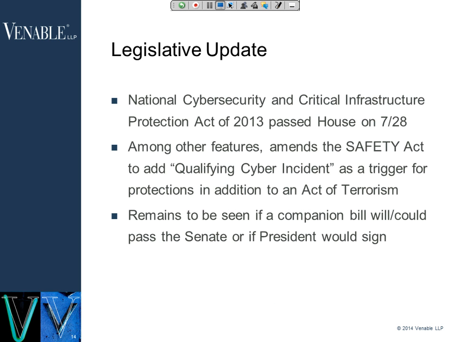Now, some important aspects about the Safety Act is that we've talked a lot about its applicability to anti-terrorism, but in just recent days, this bill has been percolating for a little while, but just recently the House passed what's called the National Cybersecurity and Critical Infrastructure Protection Act of 2013. Essentially what this does is it amends the Safety Act to add what's called a qualifying cyber incident as a trigger for protections under the Act, in addition to acts of terrorism. What this means is it does not require the act to be necessarily an act of terrorism if it's a qualifying cyber incident.